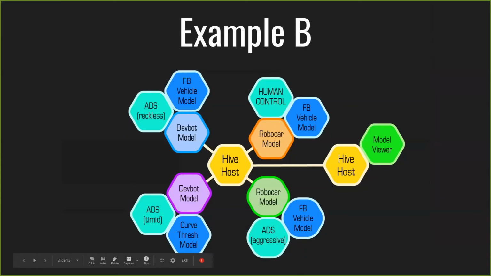In the second demo, we also reiterate the plugin architecture. We go more into scalability. And we have 4 vehicles with 4 different drivers, a human driver and 3 ADS drivers with different personalities that we call timid, aggressive, and reckless. We also display 2 variations of our vehicle model, which are free body and curvature threshold. And we have 2 vehicle specs, one being the DevBot and the second the RoboCar.